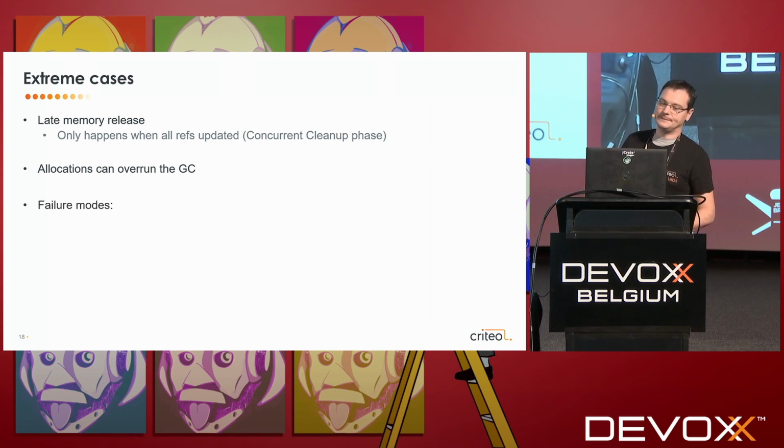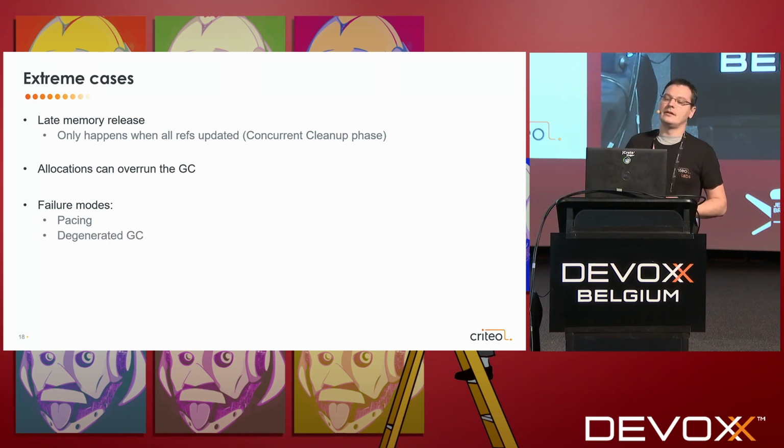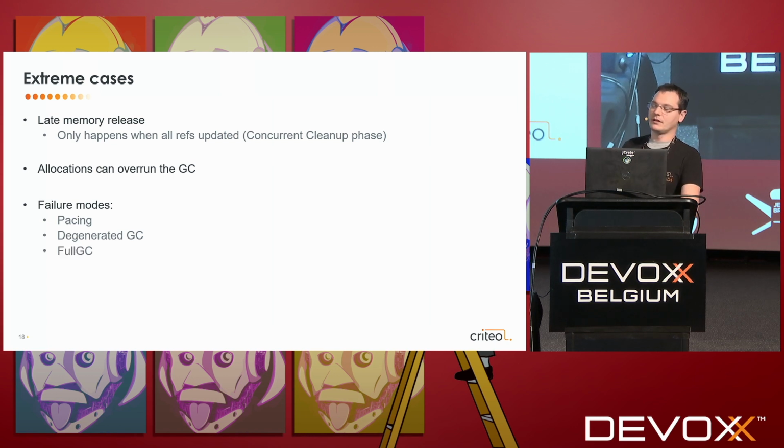To deal with that, there are 3 failure modes. One is pacing. Basically, we insert a thread.sleep into the allocator, pacing the application thread that allocates a lot. The second mode is a degenerated GC. If during the Shenandoah phases we detect this overrun, we go into a stop-the-world phase and continue the Shenandoah GC cycle. And the last mode is going to a full parallel GC. That's the classic one.